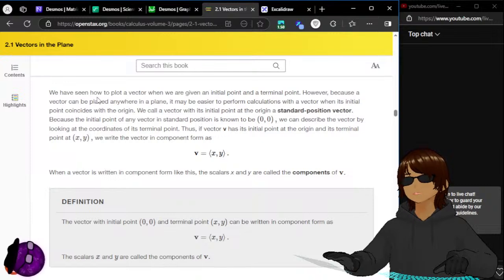We may have seen how to plot a vector when we are given an initial point and a terminal point. However, because a vector can be placed anywhere in the plane, it may be easier to perform calculations with a vector when its initial point coincides with the origin.